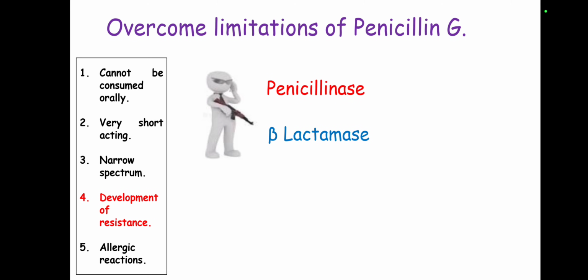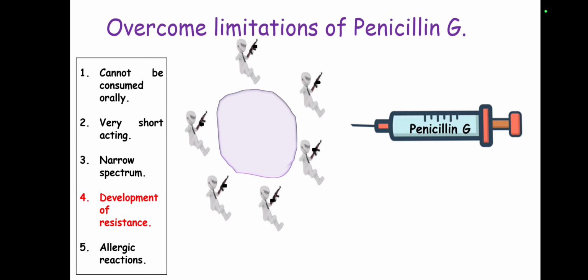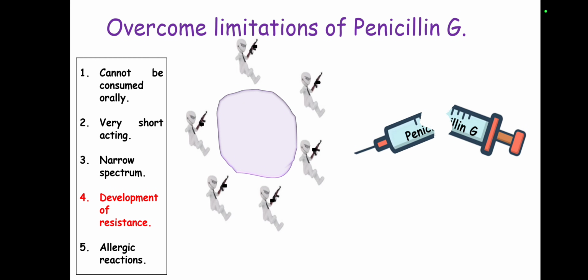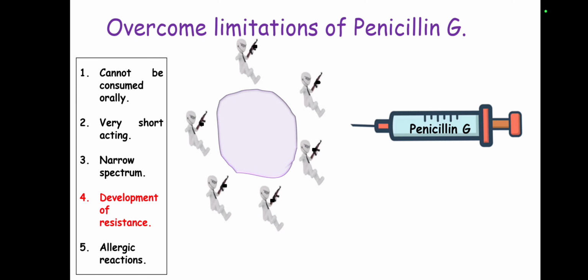So penicillinase or beta lactamase are the enzymes that will be produced by the bacteria, which will be breaking the penicillin. So bacteria will become resistant to penicillins. So now we also know that bacteria has security guards. So if we send penicillin G, it will be killed.